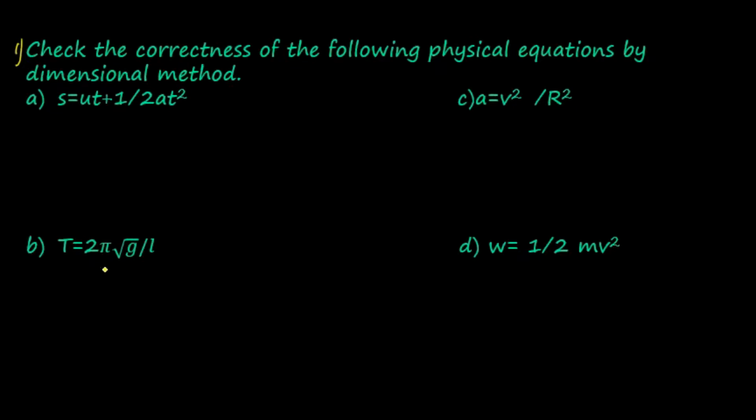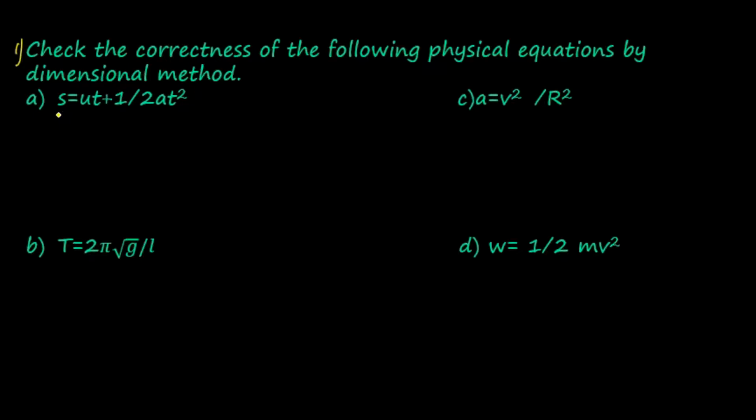T = 2π√(g/L) is an equation for the time period of pendulum. a = v²/r² is an equation from circular motion. We have to find out whether these equations are correct or not. The last one, W = ½mv², that is work done is equal to half mv². Let us start doing one by one.